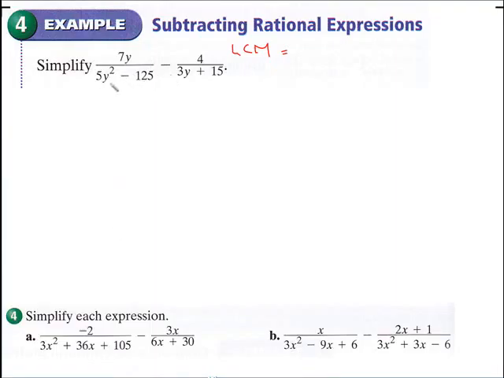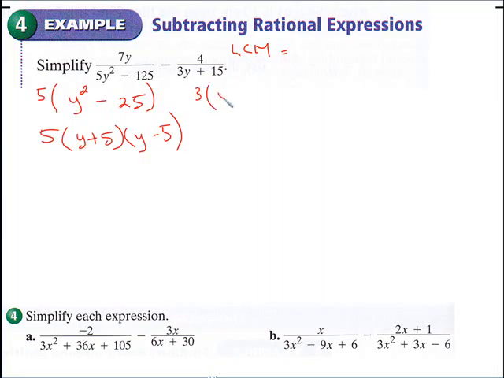So we need to factor, right? Take out the GCF, 5, and then we end up with y squared minus 25. So basically this is 5 times (y plus 5)(y minus 5). Alright, difference of squares. Over here, take out the 3, and the y plus 5. So our LCM looks like 5 and 3, so we need 15, right? Each has a y plus 5, and then a y minus 5, we need one of those.